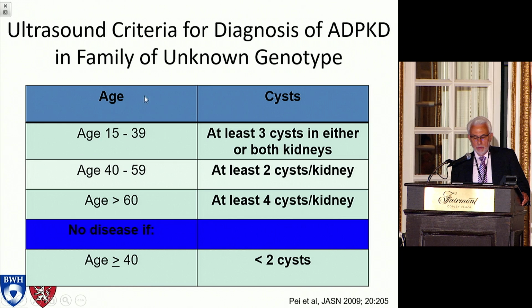Now, as I said, we don't know the genotype because we don't genotype most individuals. And the modified Ravine criteria, published about 10 years ago by York Pei and his coworkers, have expanded the definitions of numbers of cysts per age. So you'll notice we go from 15 to 39, and you need at least 3 cysts in either or both kidneys. Ages 40 to 59, at least 2 cysts per kidney. And ages greater than 60, at least 4 cysts per kidney. And there's no disease if you're 40 or older and you have less than 2 cysts.